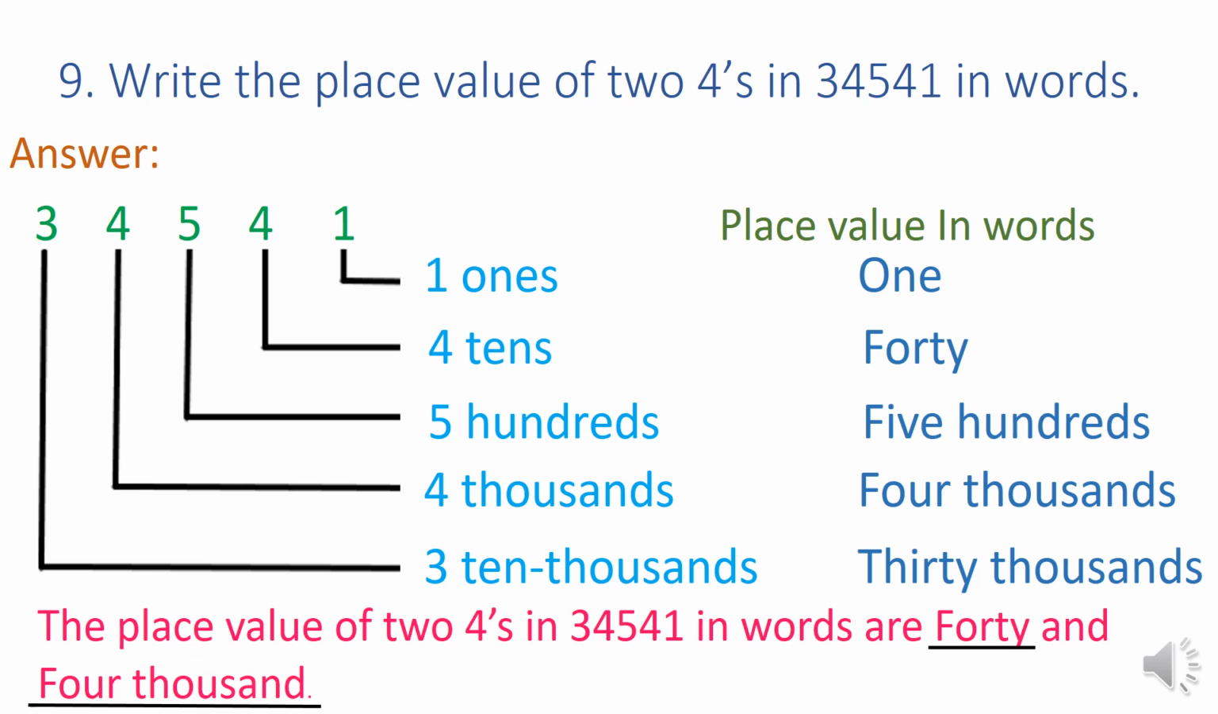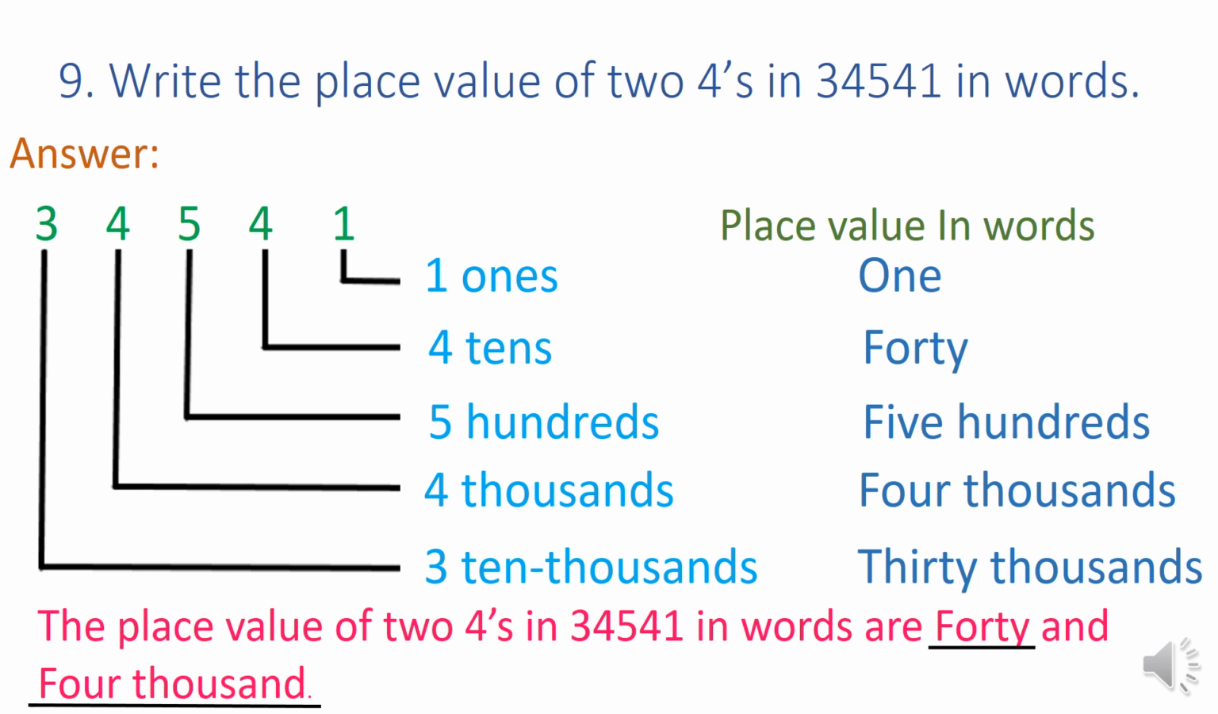34,541. This number has 1 ones, 4 tens, 5 hundreds, 4 thousands and 3 10,000s. So the place value of 1 is 1. The place value of 4 is 40. The place value of 5 is 500. The place value of 4 is 4,000 and the place value of 3 is 30,000.